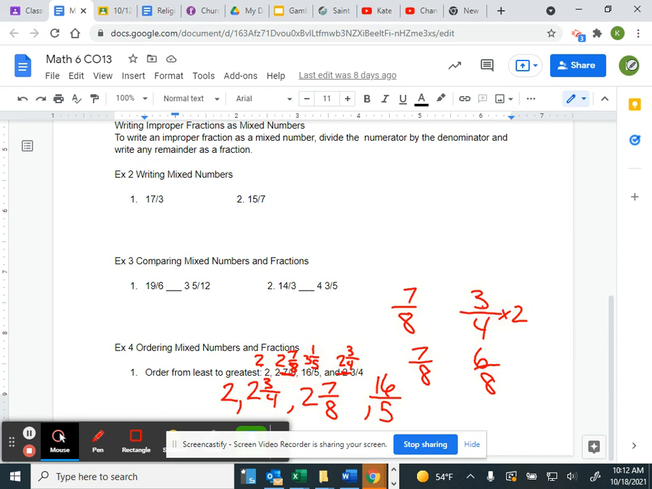Our assignment for today is our workbook pages 51 and 52. So workbook 51, 52, working with those improper fractions, mixed numbers.